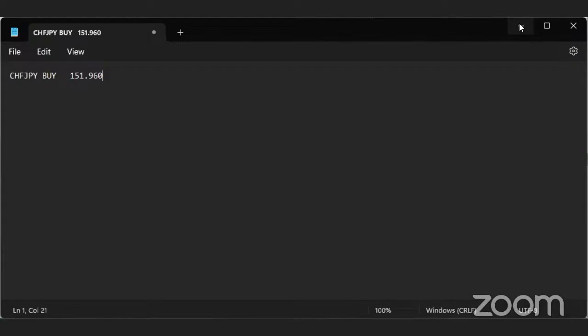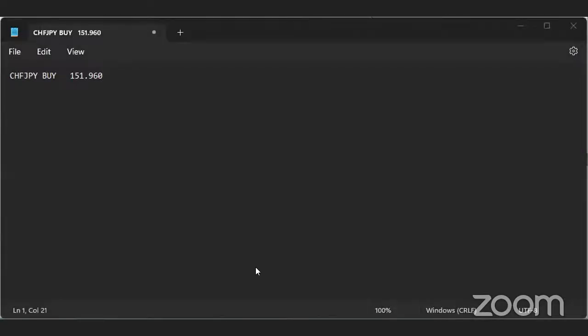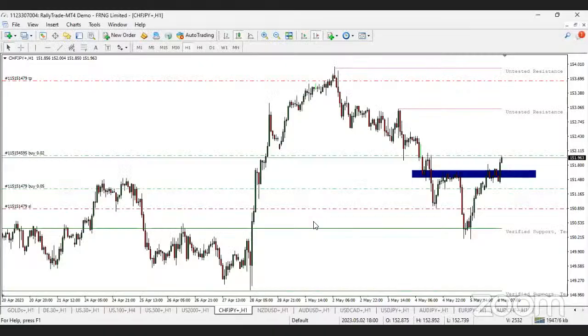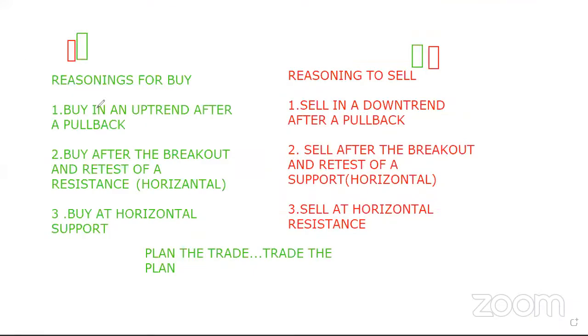Get it? Why are we entering this buy? Because the price is pushing in an uptrend. And as planned, as part of our reasons to enter a buy, you see it? Buy in an uptrend after a pullback, buy after the breakout and retest of resistance. So out of these three reasons, number one is what has happened.